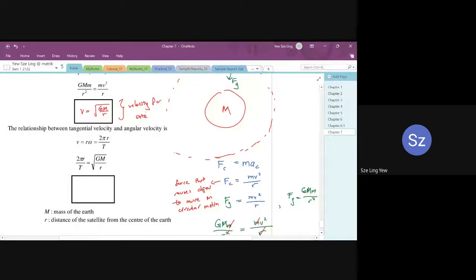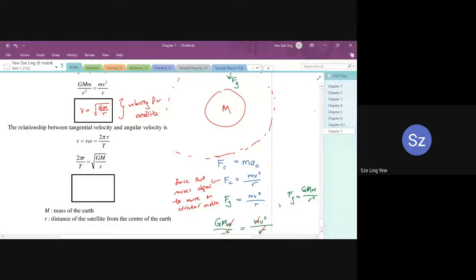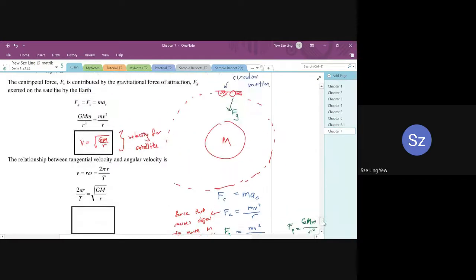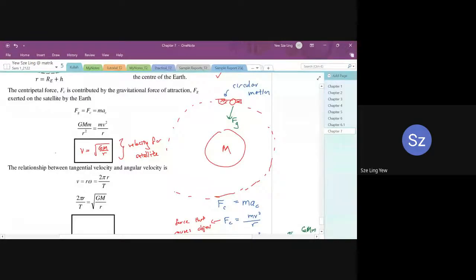Okay. So this is the velocity for a satellite, not escape velocity. Don't get confused. Escape velocity is the velocity that makes the satellite move away from its orbit, to escape from its orbit. If it is going to move along the orbit, then we use this velocity. So this is the difference between the velocity that we are using now and the escape velocity.